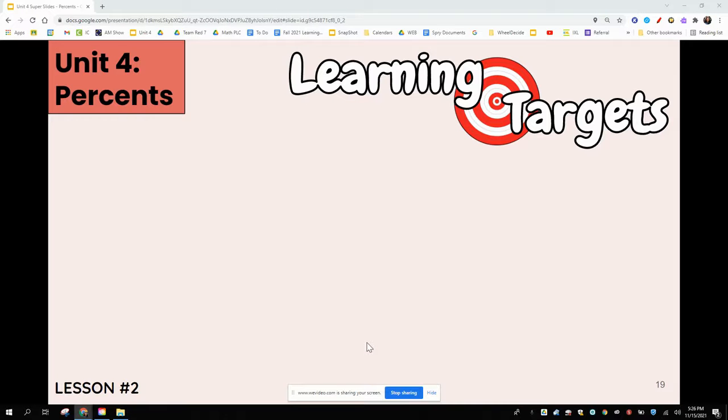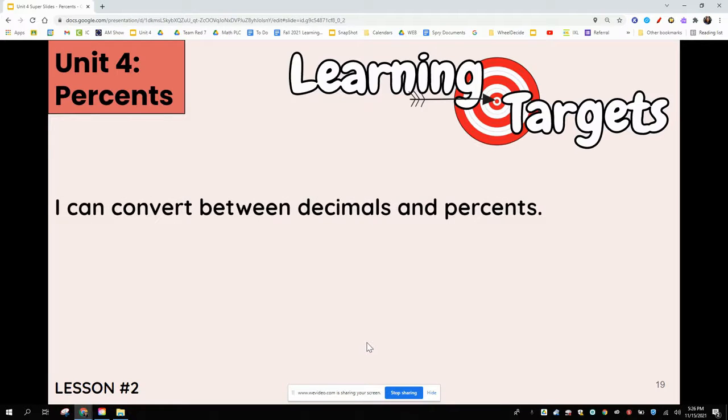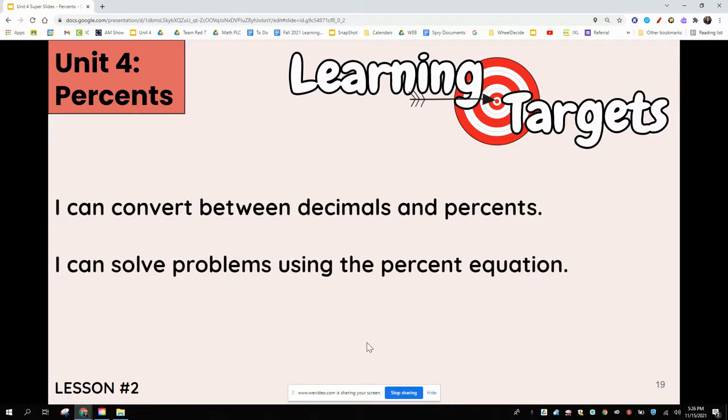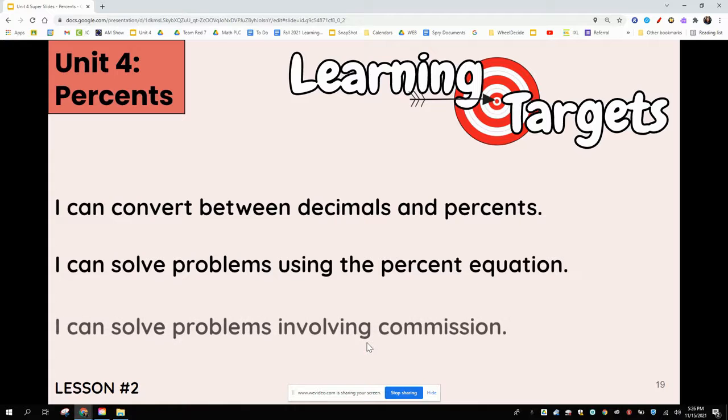So today we are going to do lesson number 2, and our learning target is: I can convert between decimals and percents, I can solve problems using the percent equation, and I can solve problems involving commission.